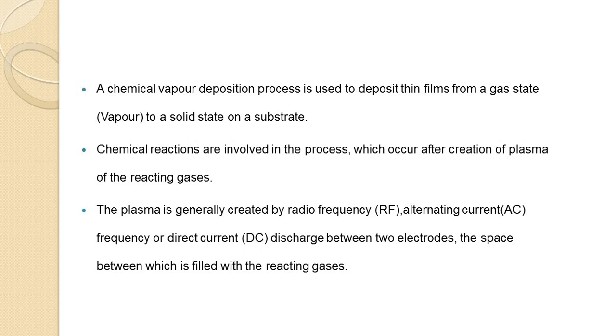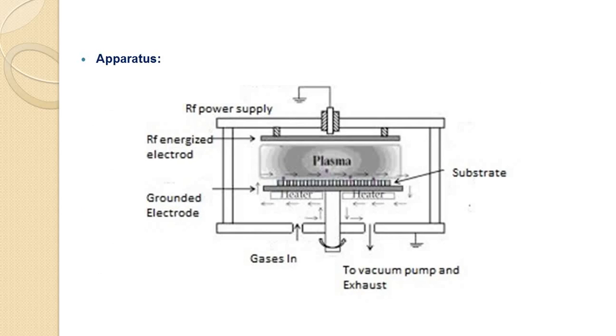A chemical vapor deposition process is used to deposit thin films from a gas state, that is vapor, to a solid state on a substrate. Chemical reactions are involved in the process, which occur after creation of plasma of the reacting gases. The plasma is generally created by radio frequency, alternating current frequency, or direct current discharge between two electrodes, the space between which is filled with the reacting gases. Then the apparatus or components of a particular PECVD look like this.